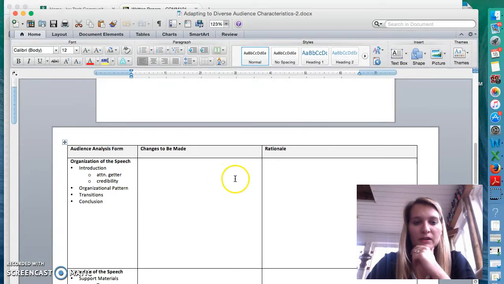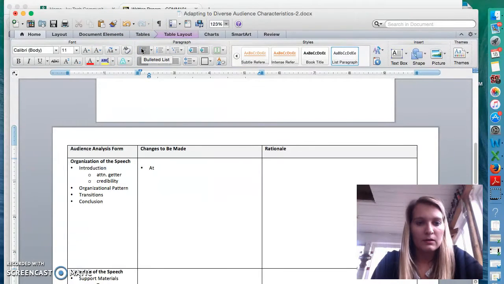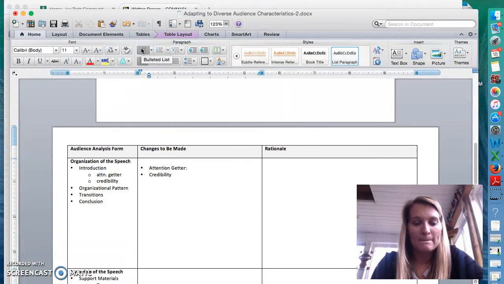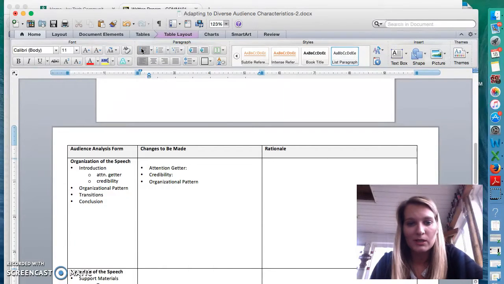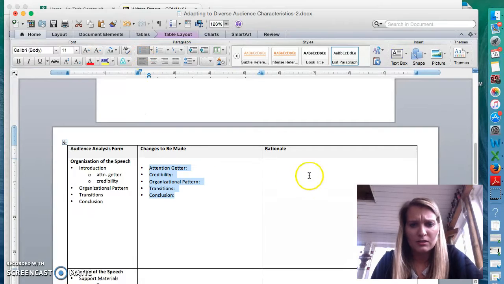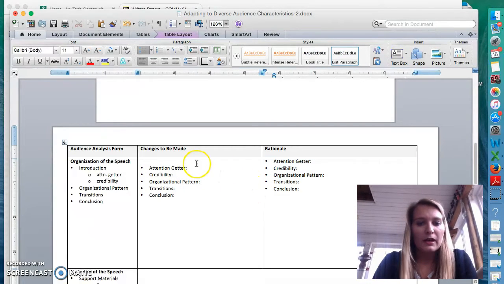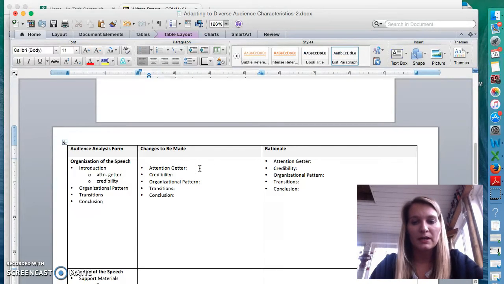Okay, so if I were to do this assignment, first thing I would do is label everything that I'm going to be doing. This way, I know that it's super easy for the person who will be grading my assignment. Alright, I'm gonna go ahead and just copy and paste that right over here. There we go. Alright, so what change am I going to make to my attention getter?